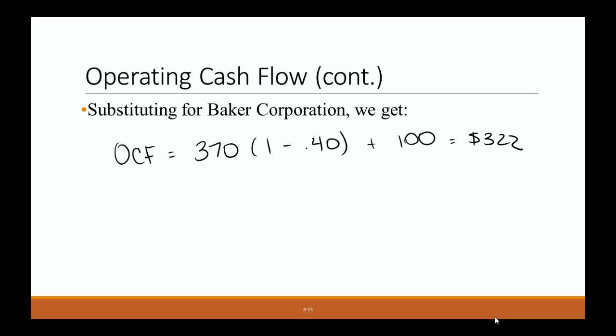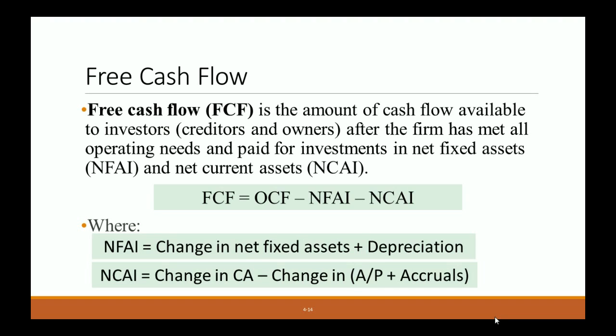So from this, we can see that Baker's operations are generating positive operating cash flows. So they do have profitable operations. But free cash flow is not just the cash flow that's generated through operations. It also accounts for our financing and our investment activities. So free cash flow is the amount of cash flow available to investors, both creditors and equity owners.